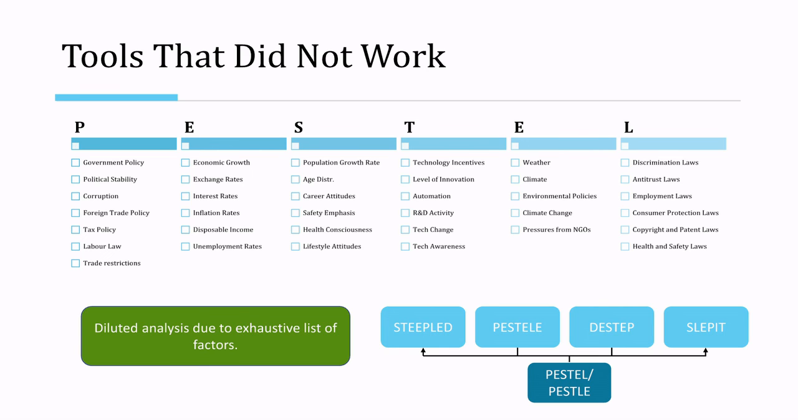One reason PESTLE was dropped in favor of Porter's models was due to its highly exhaustive list of factors under each force. It seemed to ultimately dilute the analysis as it aimed at a flawless strategy, which we believe might be extremely difficult to arrive at.